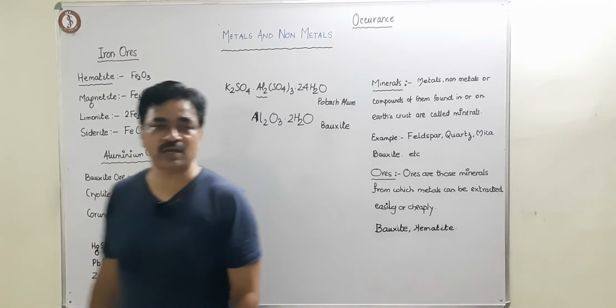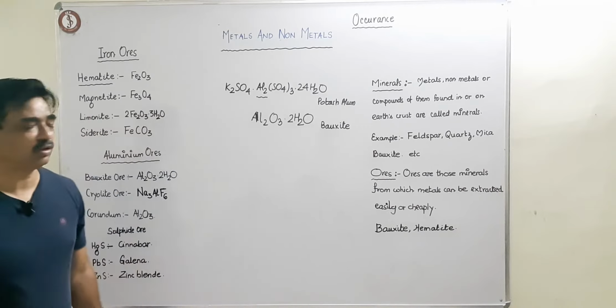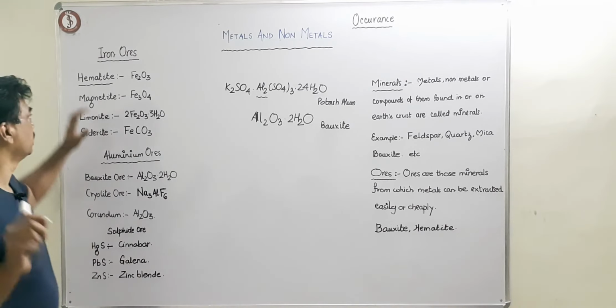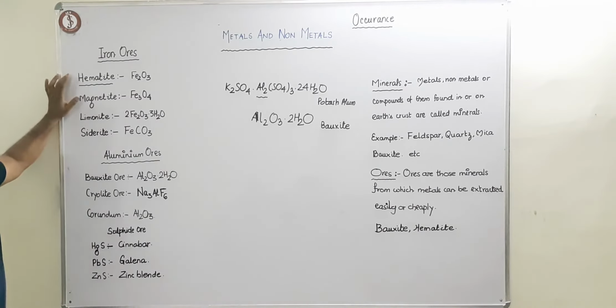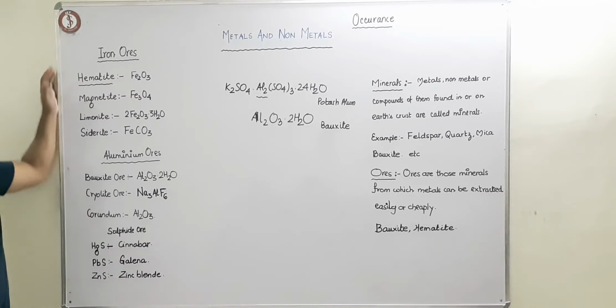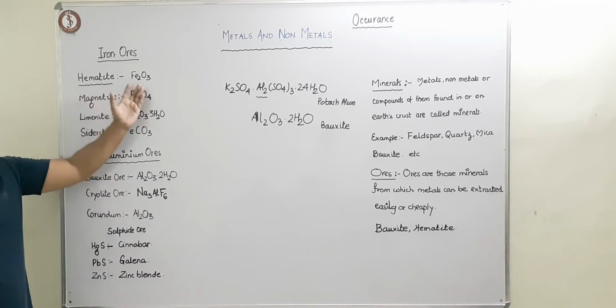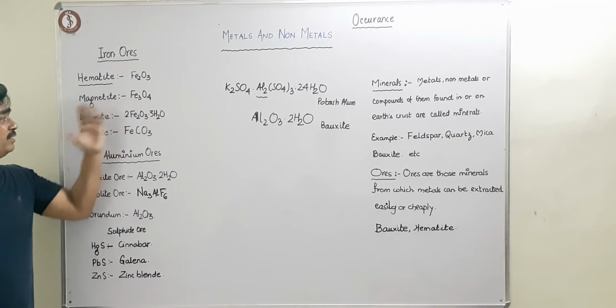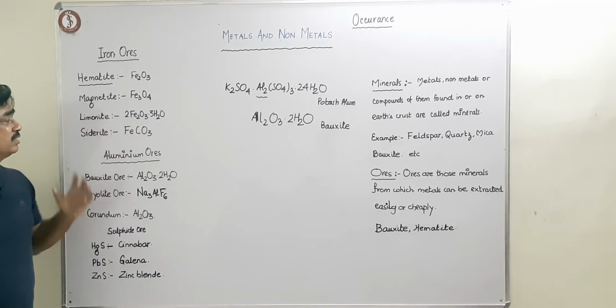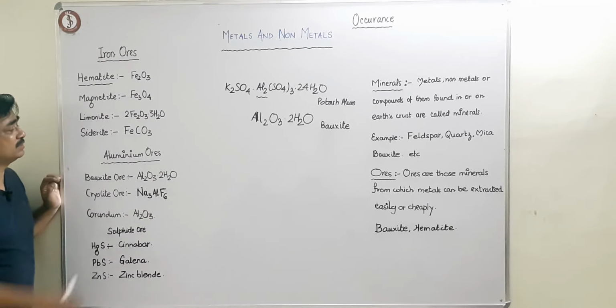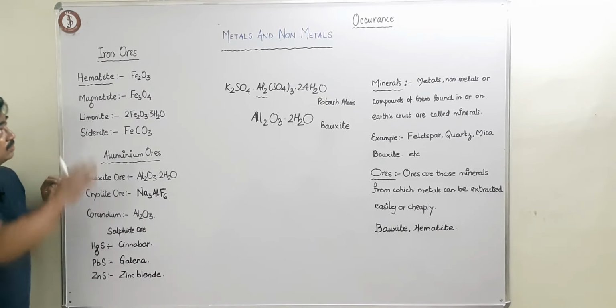You should memorize, Akansha, hematite ore means what? It's iron ore. So the iron ore list is here. Different places on earth will have different types of ores of iron. So hematite is there, Fe2O3, then magnetite is there, Fe3O4, limonite is there, that is Fe2O3·3H2O, and siderite is there, FeCO3. So these are iron ores.